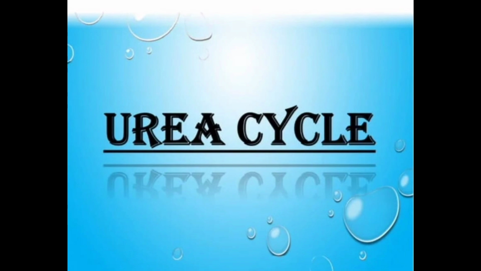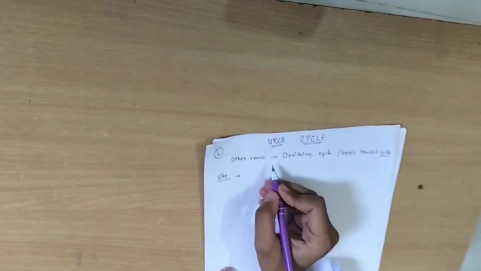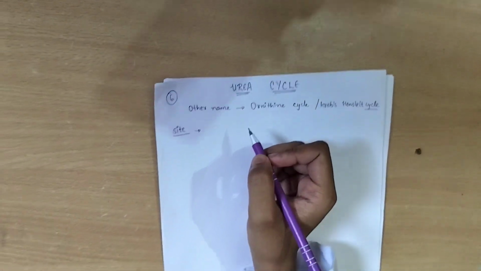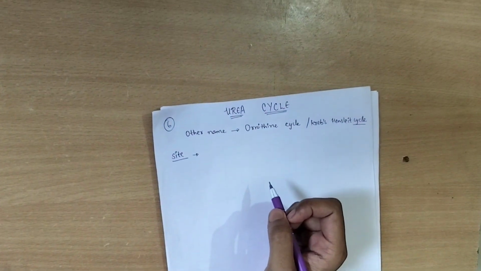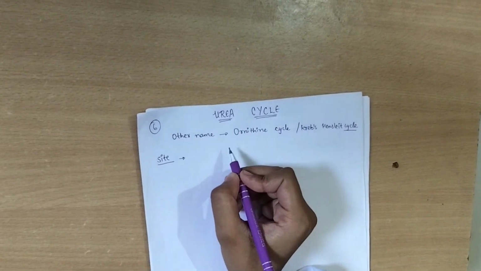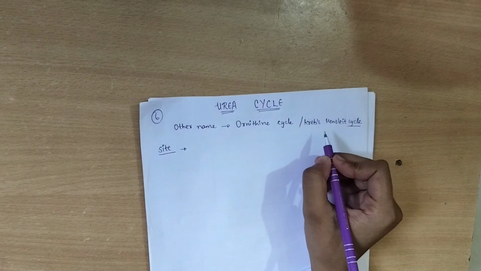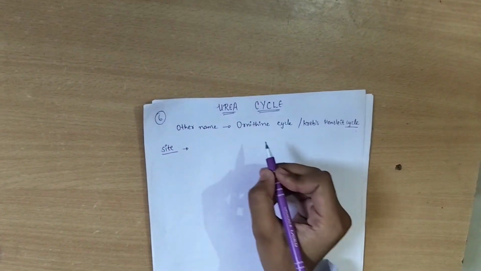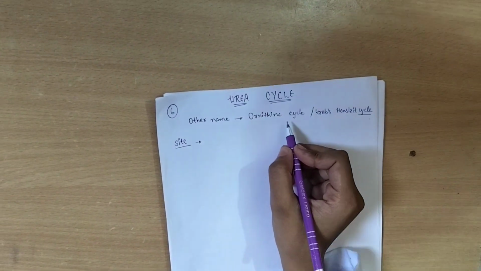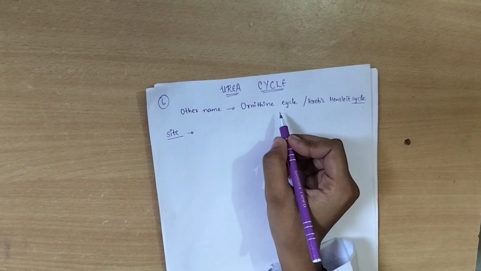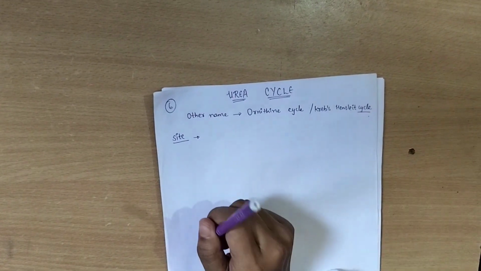Today we are starting with the first topic of protein metabolism, that is the urea cycle. We know that urea is the end product of protein metabolism, and other names of the urea cycle are the ornithine cycle and the Krebs-Henseleit cycle. We know it as the ornithine cycle because ornithine, which is an intermediate in the urea cycle, gets regenerated back.